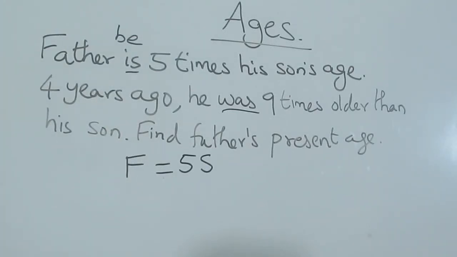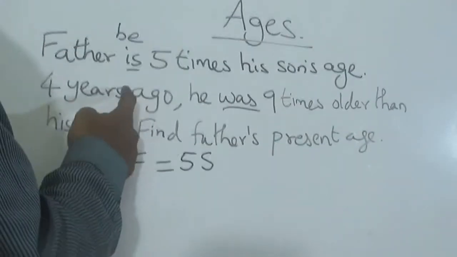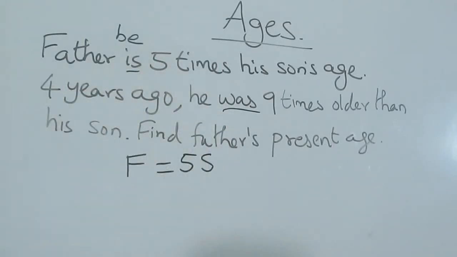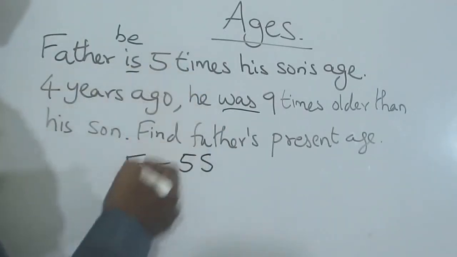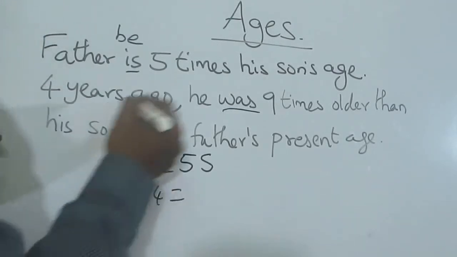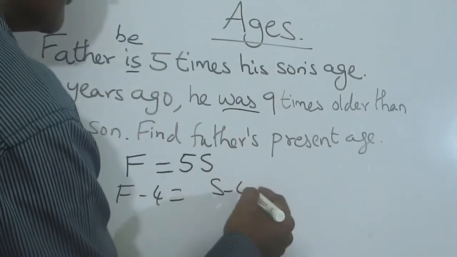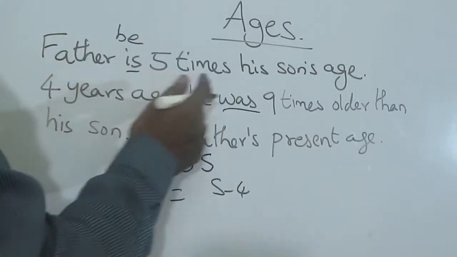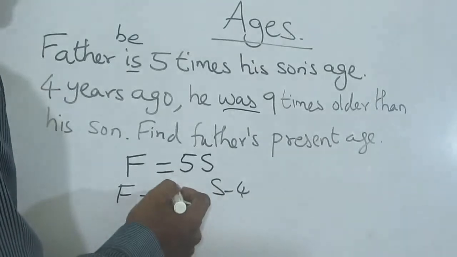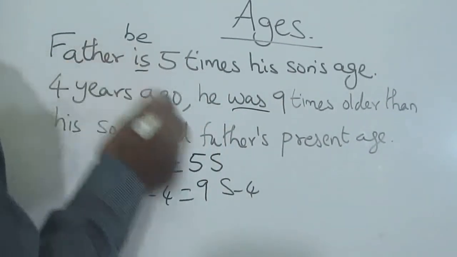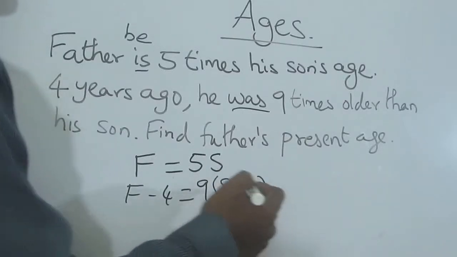How to get the second line? What is given in the second line? 4 years ago, that means they are comparing 4 years ago father's age and son's age. So what would be the father's age 4 years ago? F minus 4. What would be the son's age 4 years ago? S minus 4. But this is not the question. This is the age 4 years ago. He was, instead of was, you have to put equal to 9 times. Here he represents father. So 9 times S minus 4.